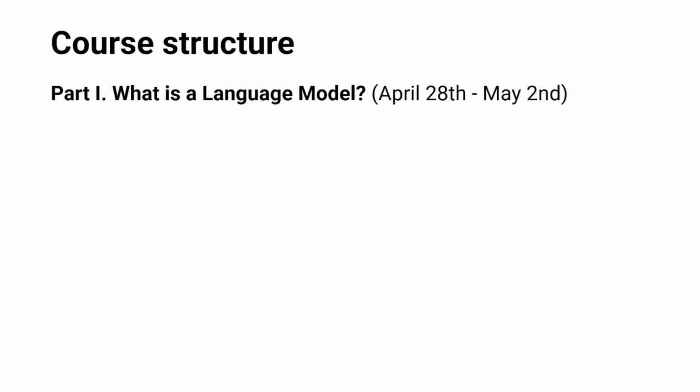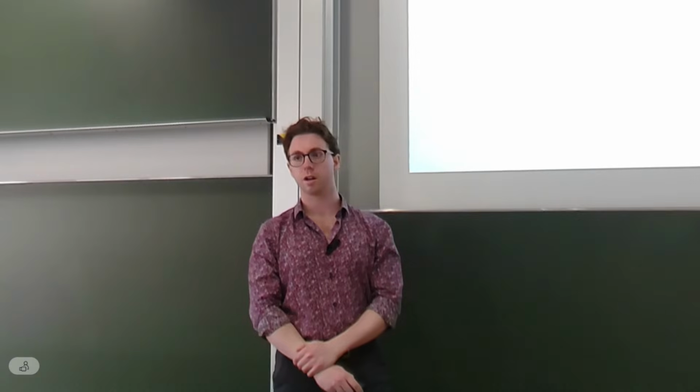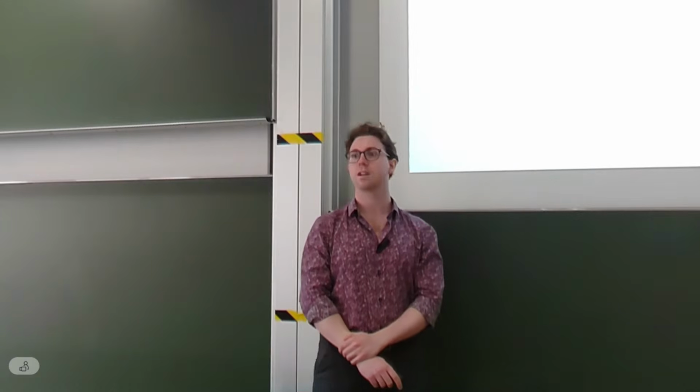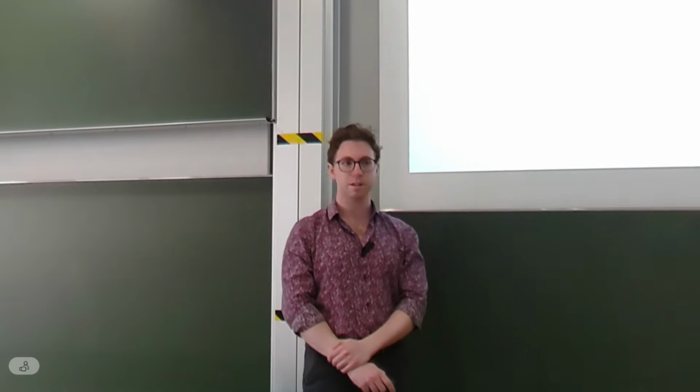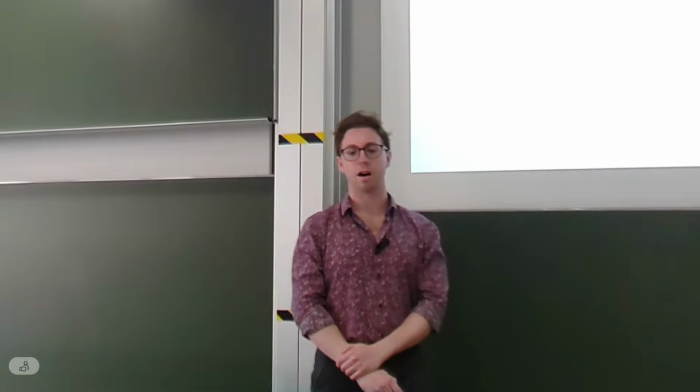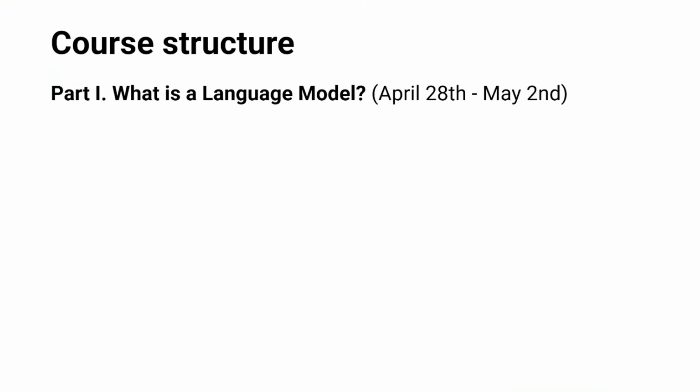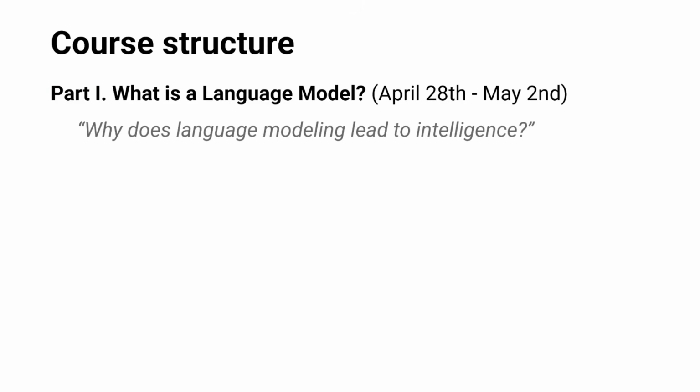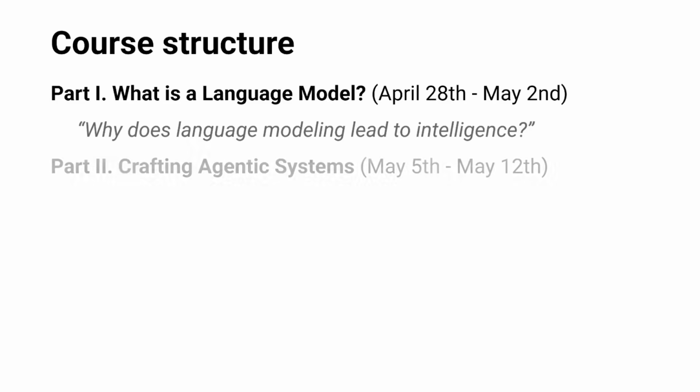So part one of the course, which is the first 3 lectures, if I recall correctly, is just answering the question of what a language model is, and that's what we're going to focus on today. So we're going to answer the question of what at base are language models, how do you train them, and from there we're going to try and answer the question, why does language modeling lead to intelligence? So why is it the case that I can train the system to model language and end up with something that's capable of intelligent action in the real world?